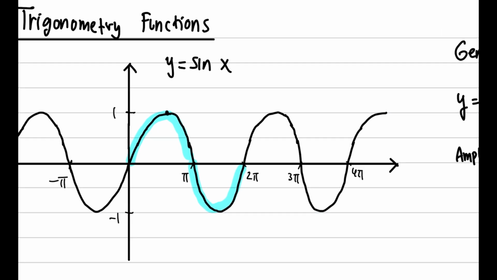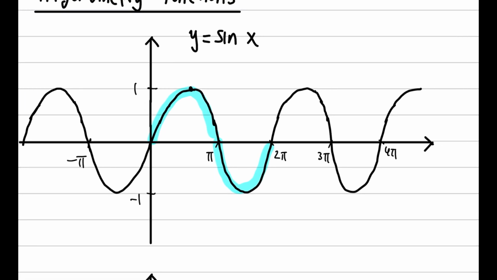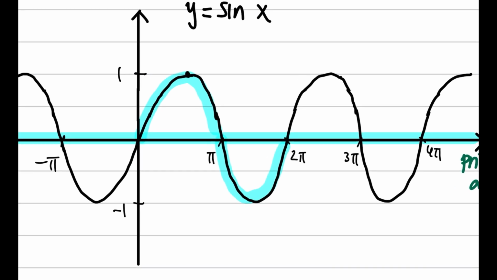Let's see what we can have from this graph. First thing first, we have the middle line that separates the hill and the valley. We call it the principal axis. The principal axis is the line that separates the hill and the valley.